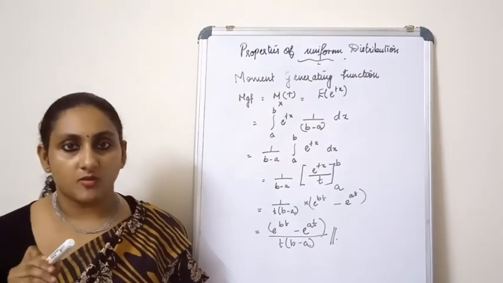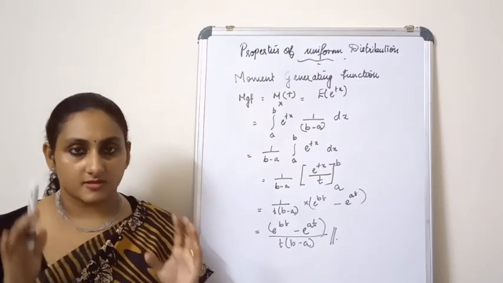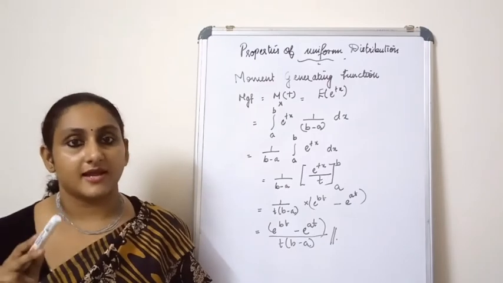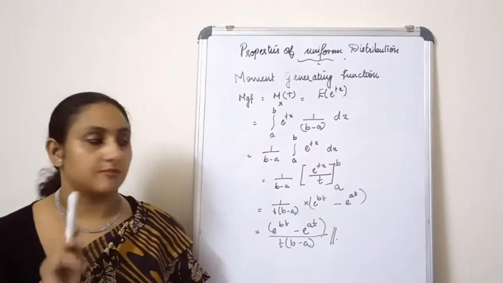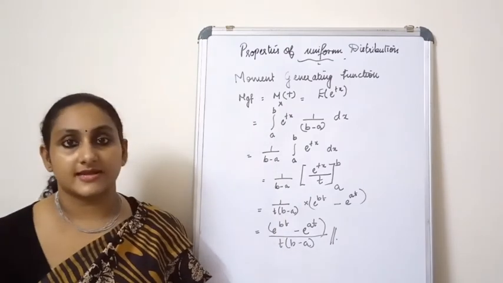This is very important, so please don't confuse the two. Whenever you get a question, just look at whether the random variable x is discrete or continuous, and then apply your formula for problems or questions like these.